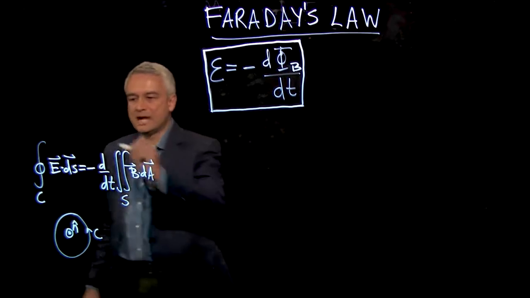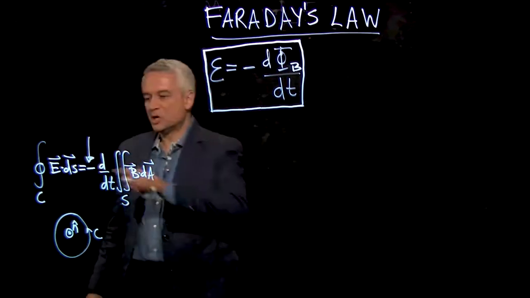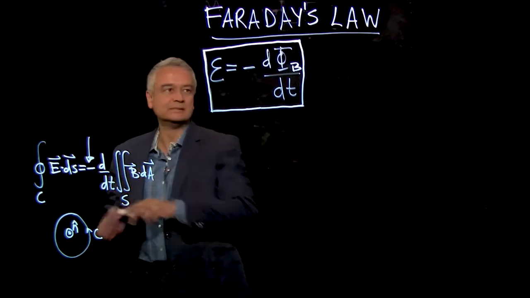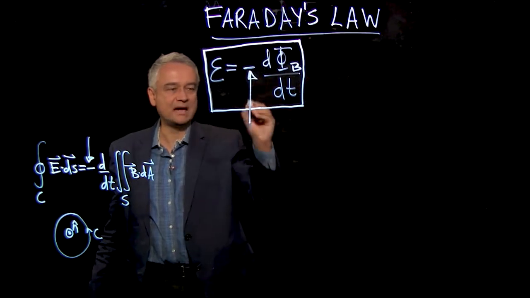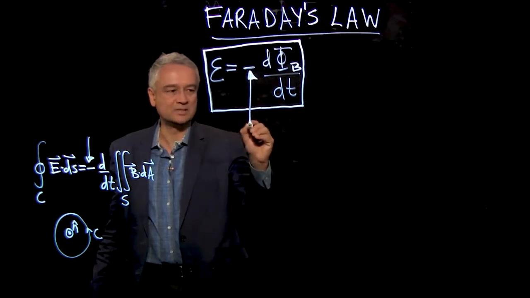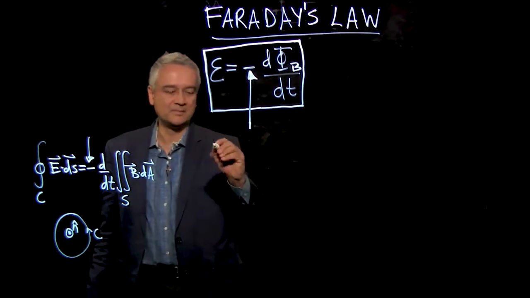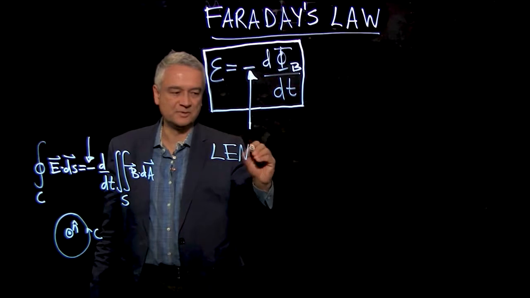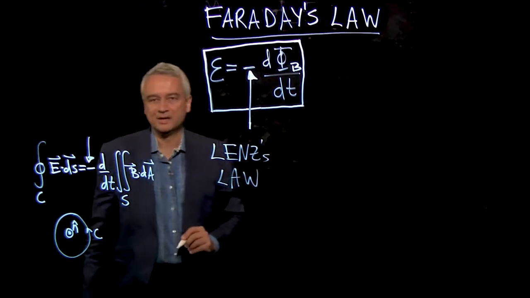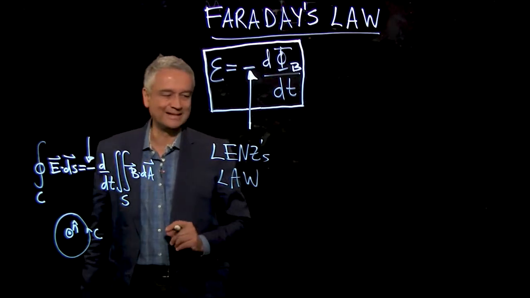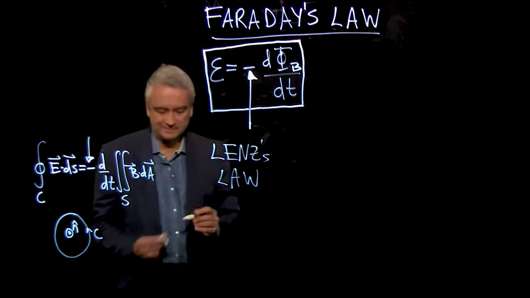All good, but now I want to talk about this sign here, and this sign is physics, not math. So this minus sign here is physics, and here it is here. In fact, not only is this minus sign here physics, it is so important that it gets a name of its own. This minus sign in Faraday's law is itself referred to as Lenz's law, named after another pioneer of electromagnetism named Lenz. So what's the physics of this minus sign?